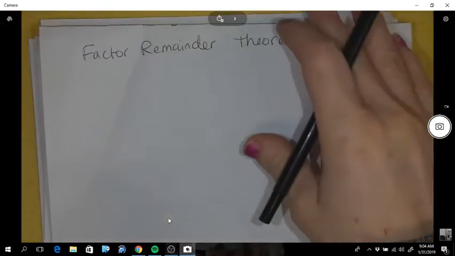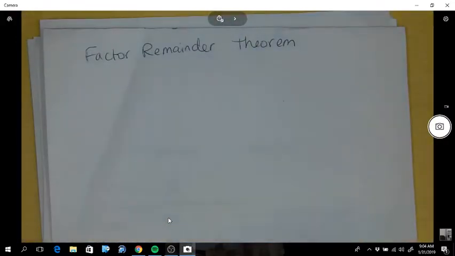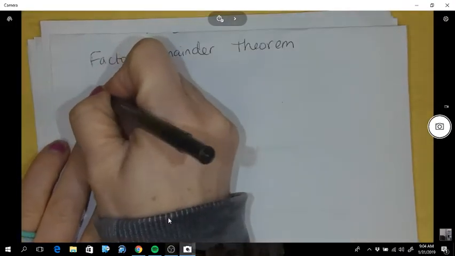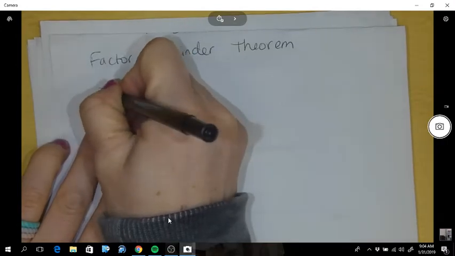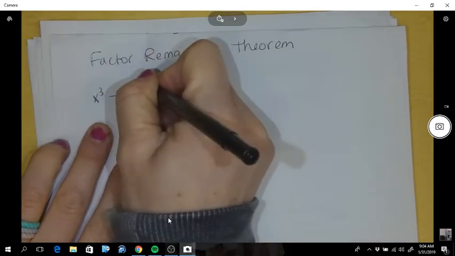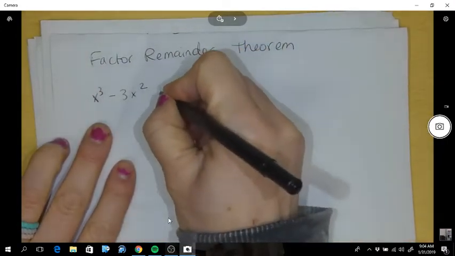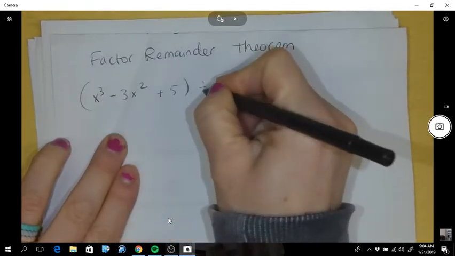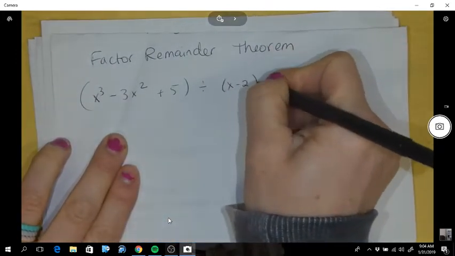Okay, the factor remainder theorem. Let's recap a synthetic division question. So x cubed minus 3x squared plus 5 is divided by x minus 2.